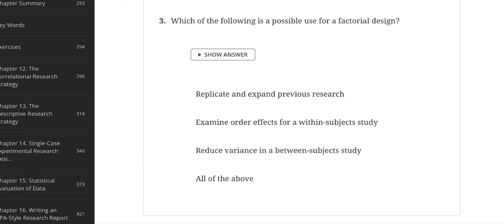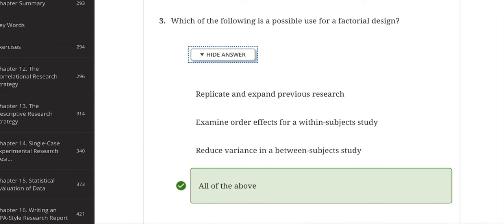And then the last question is, which of the following is a possible use for factorial design? Our possible answers are replicate and expand previous research, which was the first option we talked about. Then examine order effects for within subject study, that's what we talked about in the very last example. And then reduce variance in a between subject study, and that was the second thing we talked about today. So the answer is all of the above. That is literally the three applications for factorial design that we discussed.